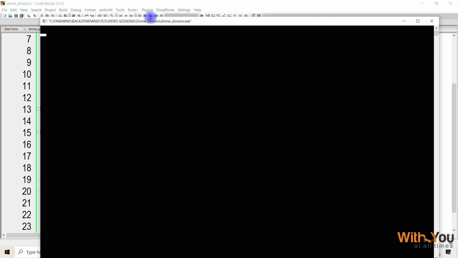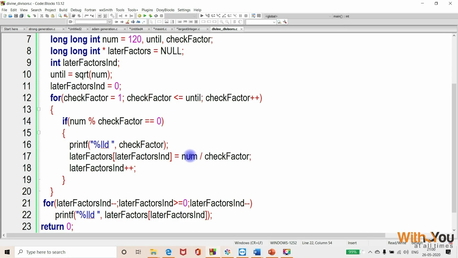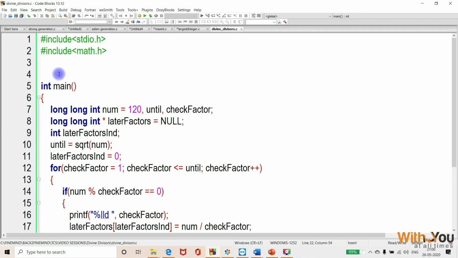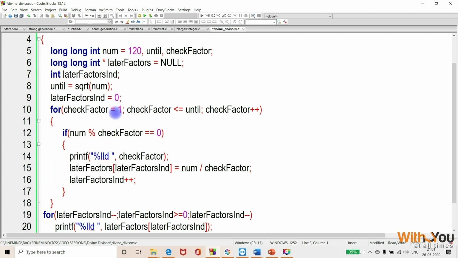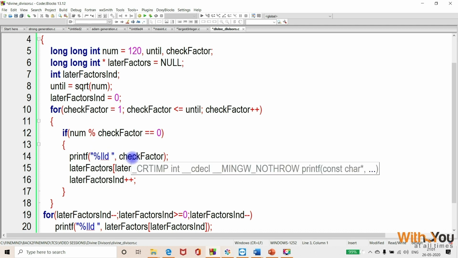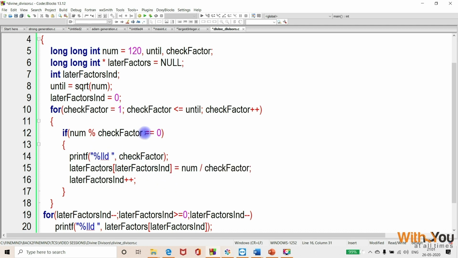So for 120, wow, there are no compilation errors. Okay, there is a problem. There definitely is a problem, because you would find that he just came out without giving me anything except for 1. And he starts with 0. Okay, anyway, I love debugging. So I went in and I started with 1. He is going to go on until check factor plus plus. If I find him as a factor, I printed him, and I had said later factors IND starts with 0. Haha, I knew.